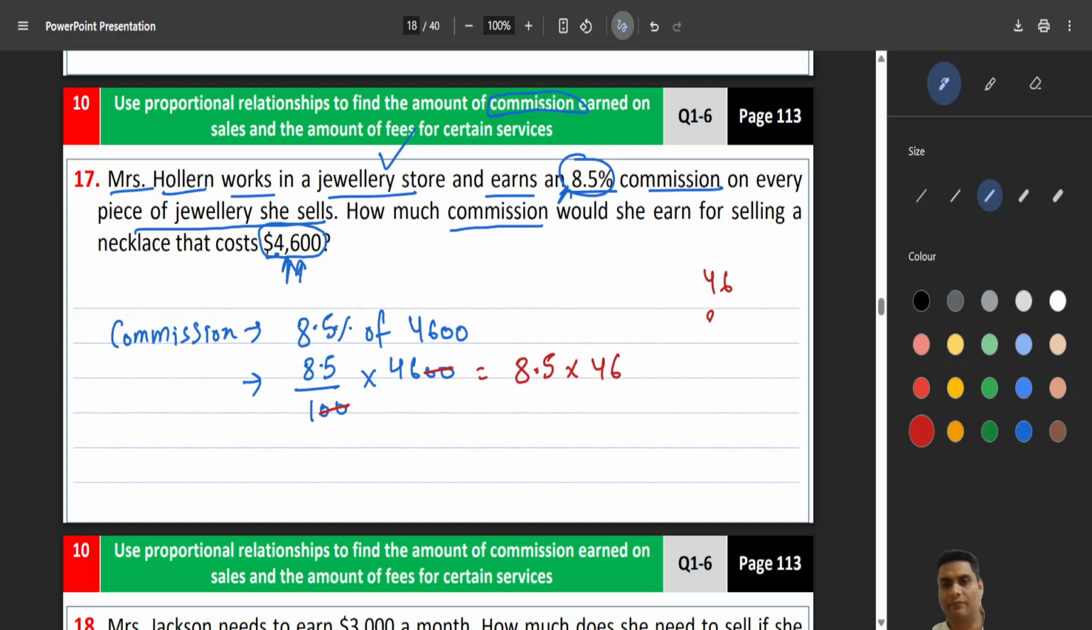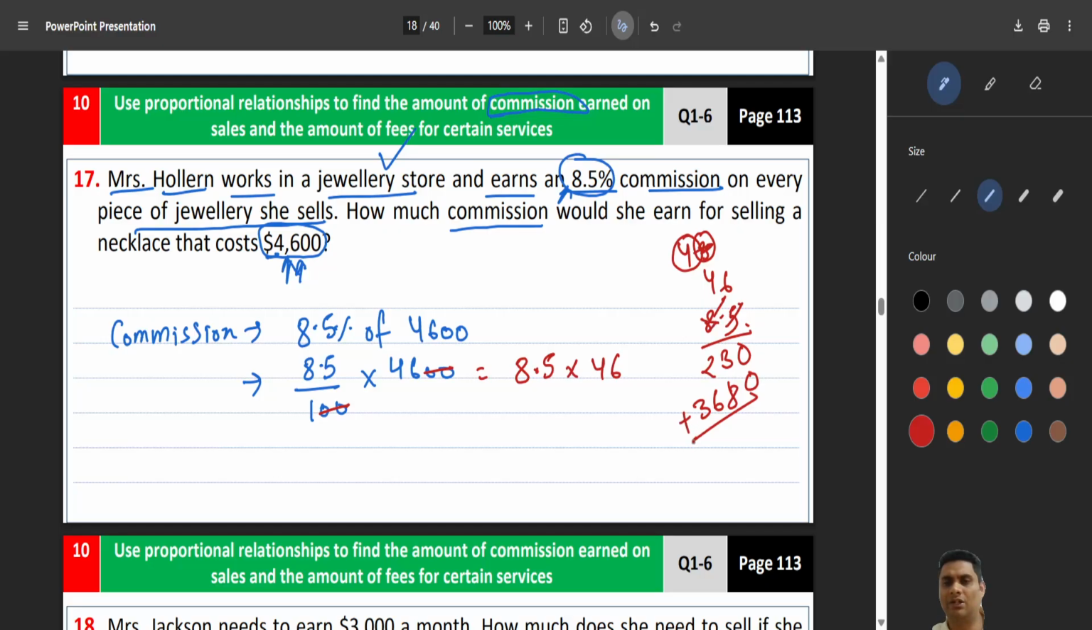46, 8.5. Okay, 5 times 6, 30. 0 here, 3 up. 5 times 4, 20. 20 and 3, 23. 5 is over. Come to the next line. Put a 0. Then start with the 8. 8 times 6, 48. 8 here, 4 up. 8 times 4, 32. 32 and 4, 36. Both the numbers are over.